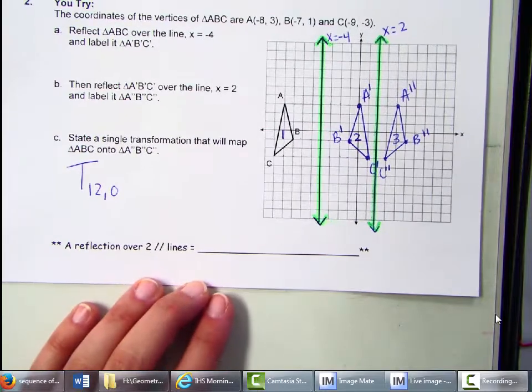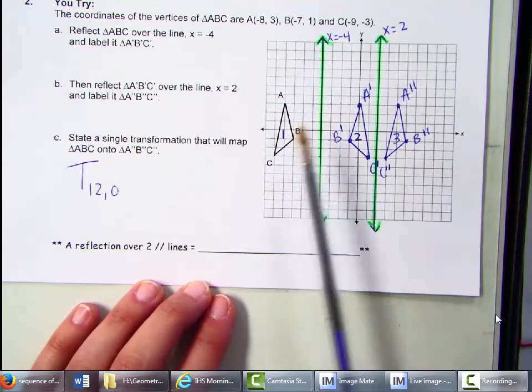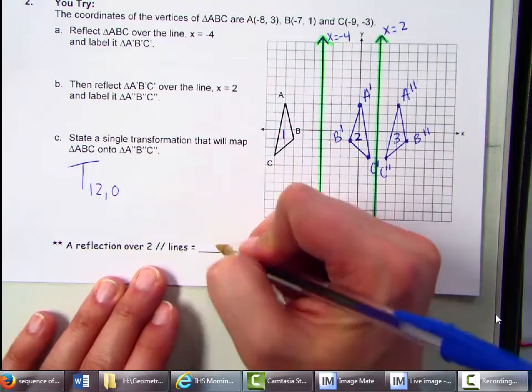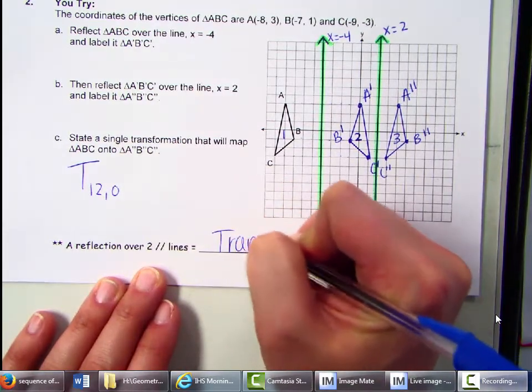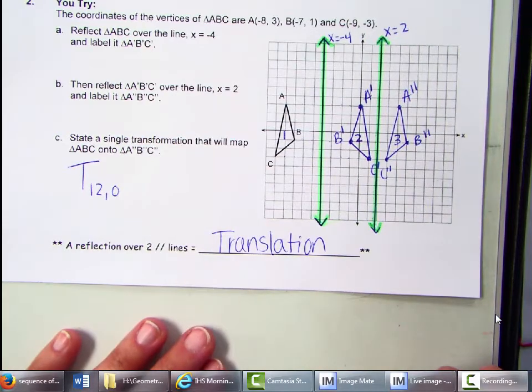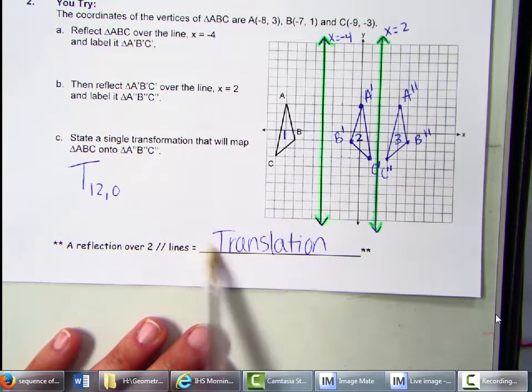Something interesting to note on your notes is that we can generalize this. Anytime you do a reflection over 2 parallel lines, that would be equivalent to a translation. As long as your lines of reflection are parallel and you do a sequence of rigid motions reflecting over 2 parallel lines, that will always be equivalent to a translation.